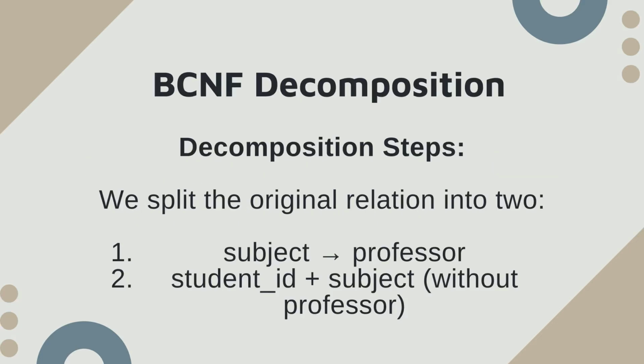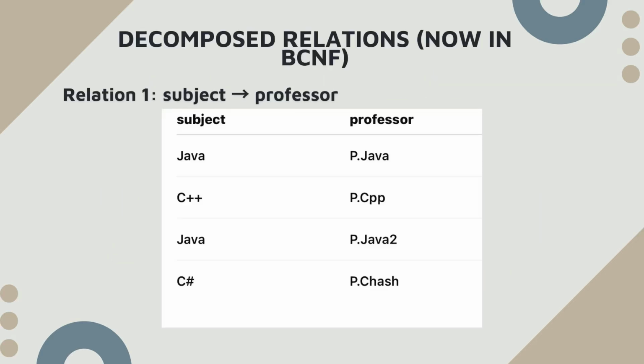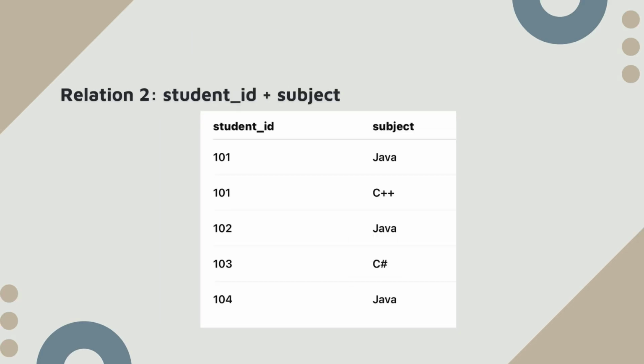To fix this, we decompose the table into two new tables: a table with subject and professor, and a table with student ID and subject. This way, each table now satisfies the BCNF rules. The new tables are now in BCNF. We have successfully removed the redundancy and made the data more consistent and reliable.